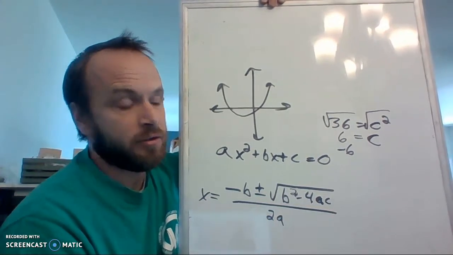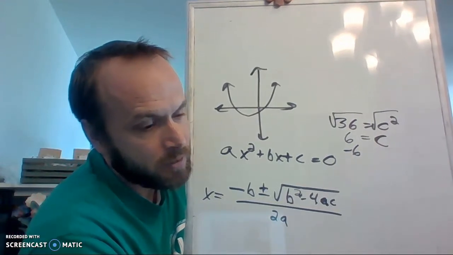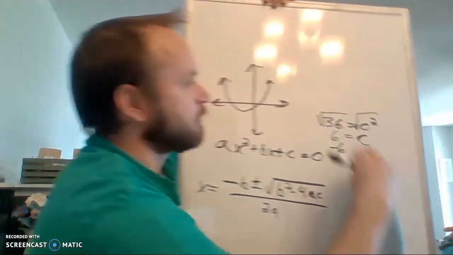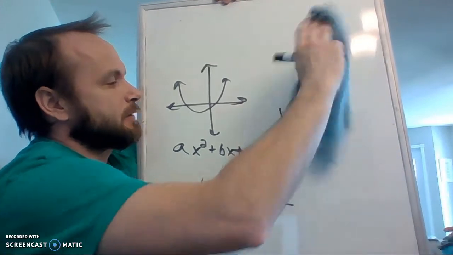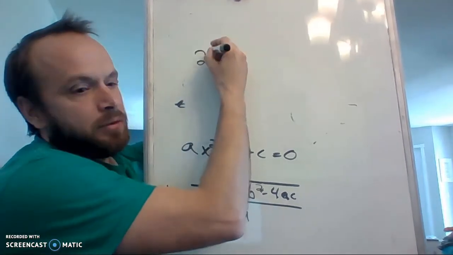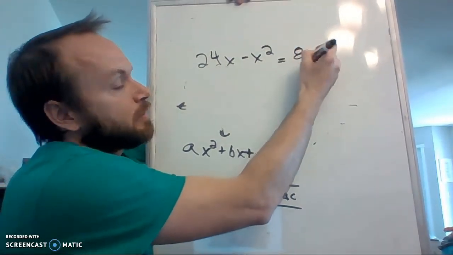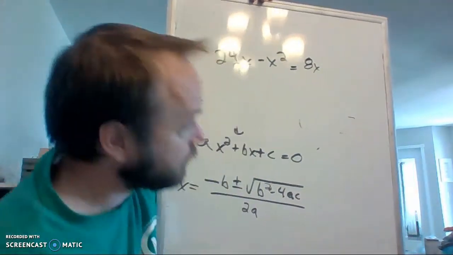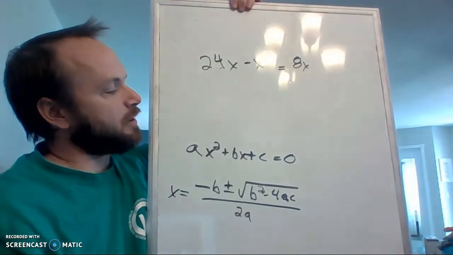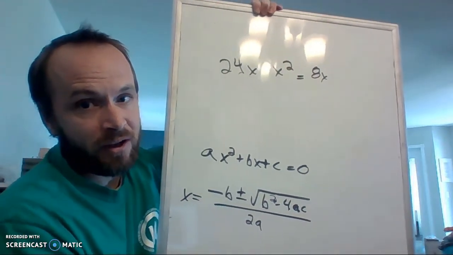So let's do an example. For instance, if they gave you this problem, I'm going to do it up here so I have enough room. 24x minus x squared equals 8x. The first thing I notice is that this isn't in the standard form. The x squared term isn't coming first. In some of the problems in homework, we're just saying, get it in this form. You don't even have to solve it, just get it in that form. And now you just move the terms around as you need.